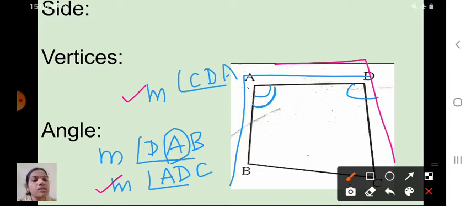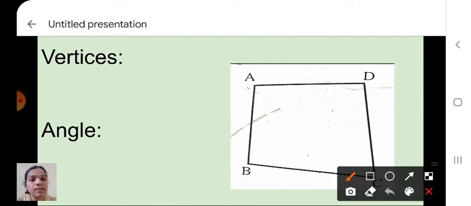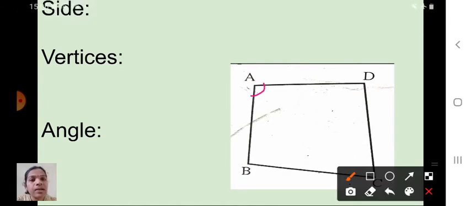Okay children, so see here, anyway here we are mentioning D, measurement of angle D. So which one you have to mention? That it should be in middle. Okay children, so here can you say how many angles are here? Yes, angle A, angle B, angle C and angle D. Total 4 angles are there.